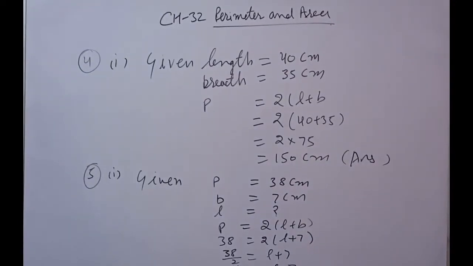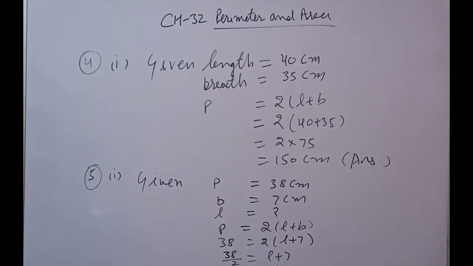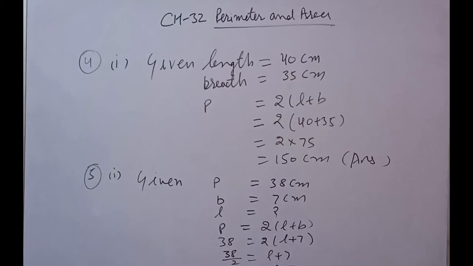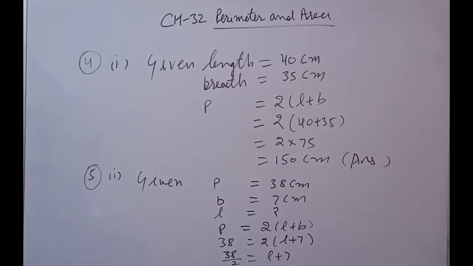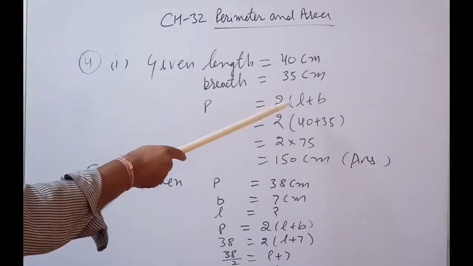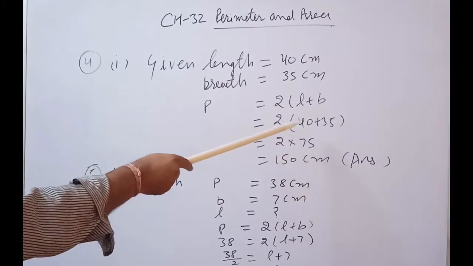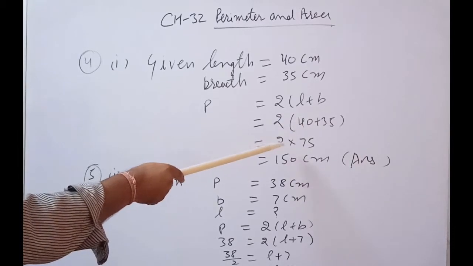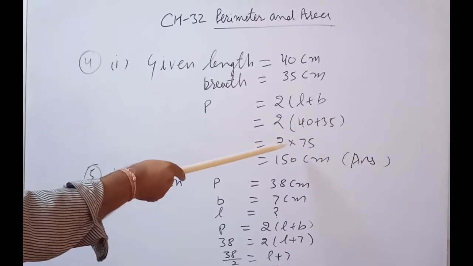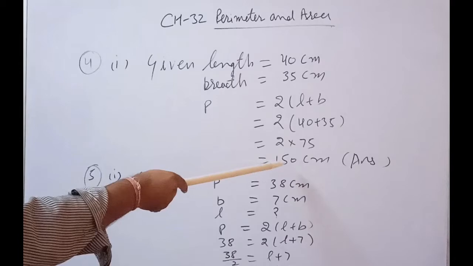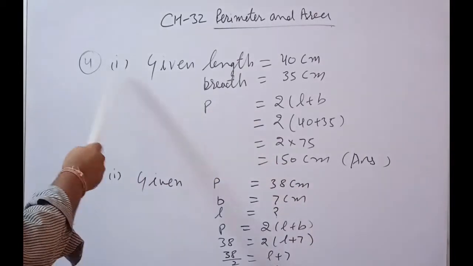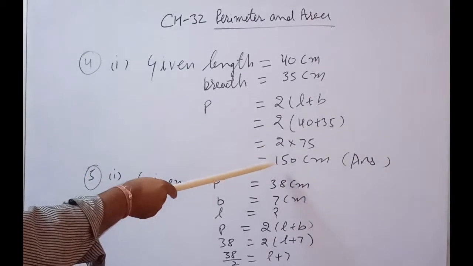Children, I am taking question number 4, first part. Given the length of rectangle is 40 centimeter, breadth equal to 35 centimeter, find the perimeter. So you know all. What is perimeter? Perimeter equal to 2 into (l plus b). So 2 into (40 plus 35), that is 2 into 75, that is 150 centimeter. So perimeter of this rectangle is 150 centimeter.